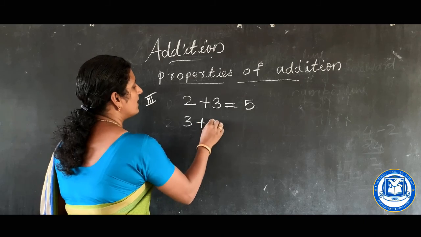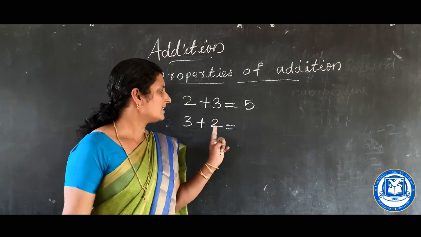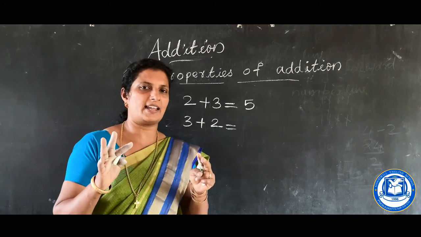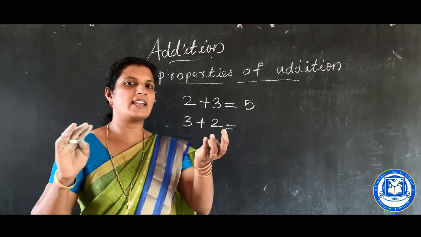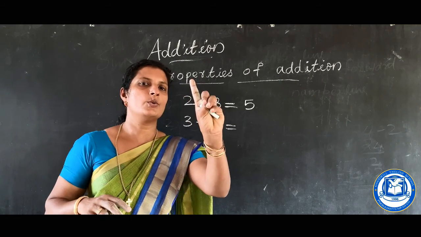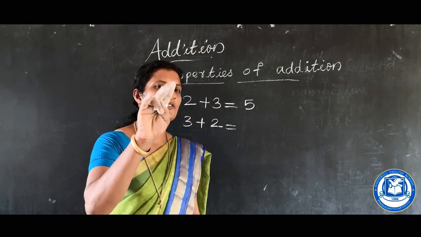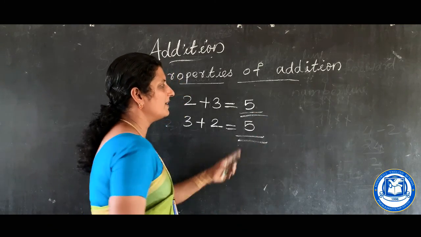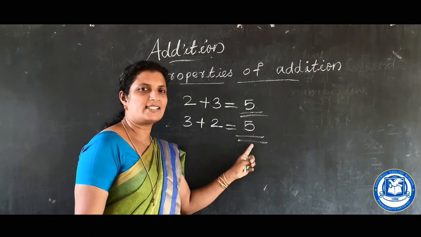The same way we can do this: 3 is here, 3 plus 2. That means if numbers are added in any order, then we get the same answer. First we take 3 here, 3 plus 2. Then 1, 2, 3, 4, 5. The answer remains the same.